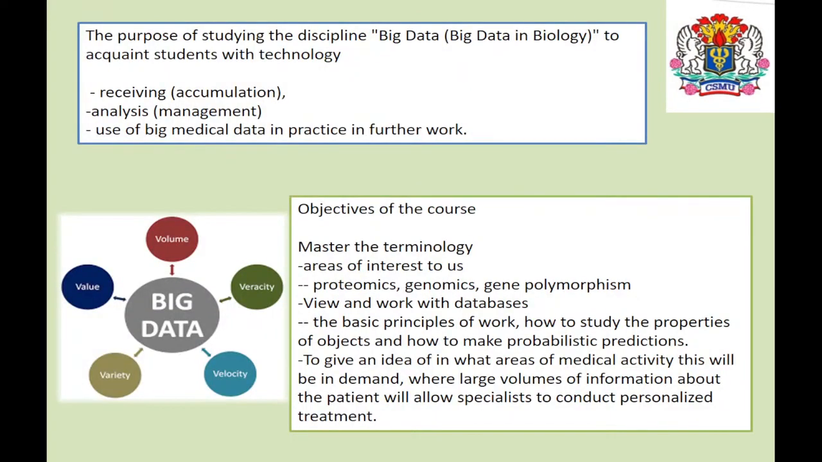The purpose of studying the discipline big data in biology is to acquaint students with technology for receiving, accumulation, analysis and management, and use of big medical data in the practice of the user's work.